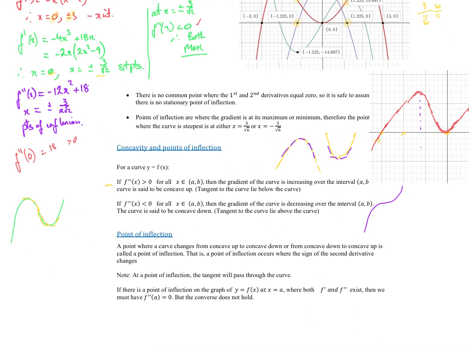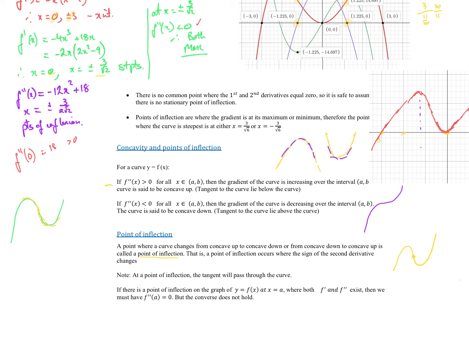So a point where the curve changes from concave up to concave down, or from concave down to concave up, is called a point of inflection. So concave down, concave up, my point of inflection.